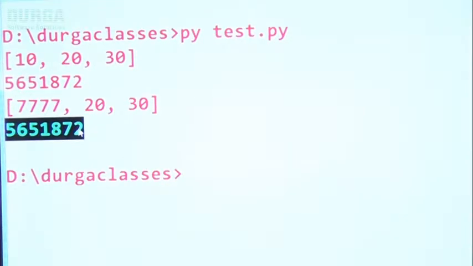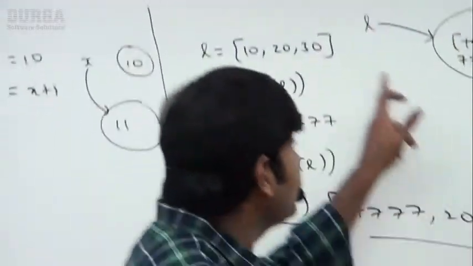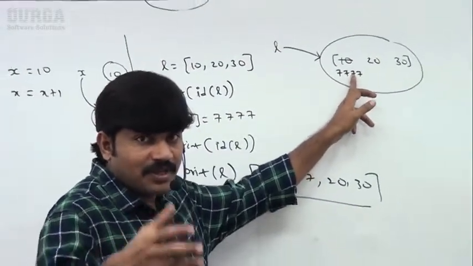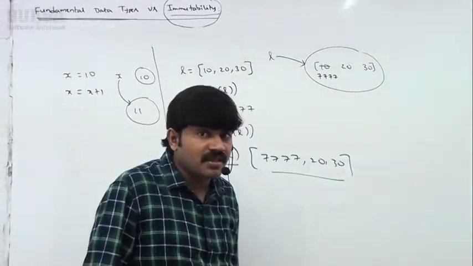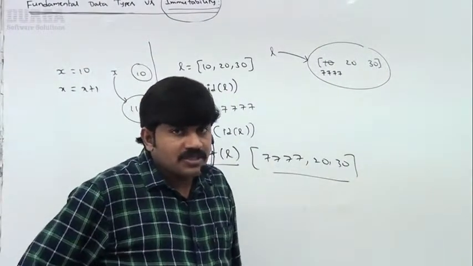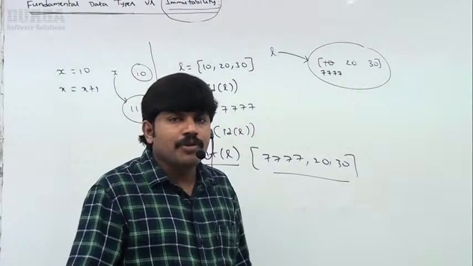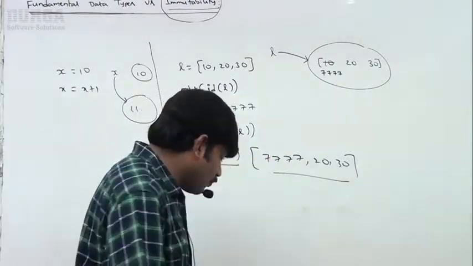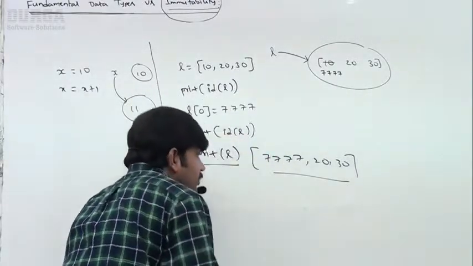Meaning that all changes will be performed in the existing object only. This changeable behavior is nothing but the mutability concept. Is it clear for all of you? Can you please explain with an example what is the meaning of mutability? Let me go for one more small example.